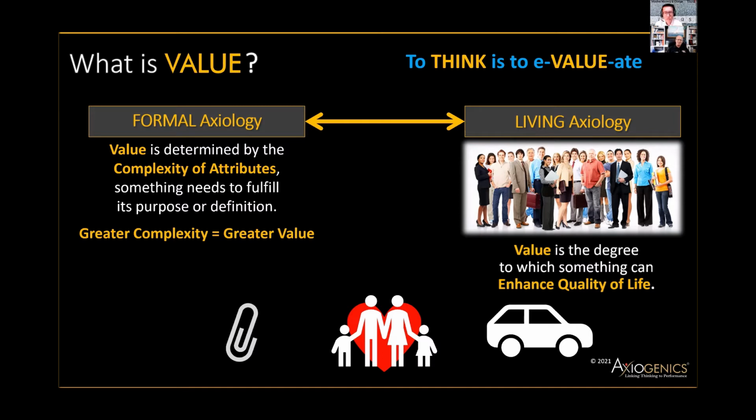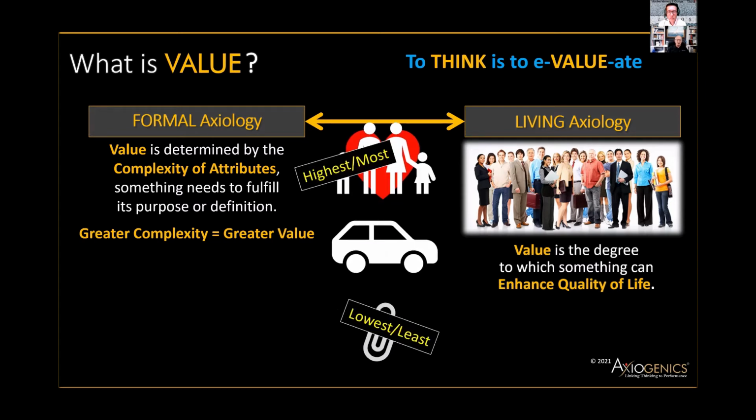but it still pales in comparison to the loving family, because a loving family has an infinite number of attributes, both in terms of its definition or its purpose. So we can see from a complexity of attributes that there's a hierarchy. The loving family has the most number of attributes, followed by the automobile, followed by the paperclip.